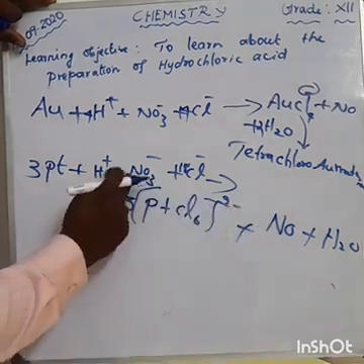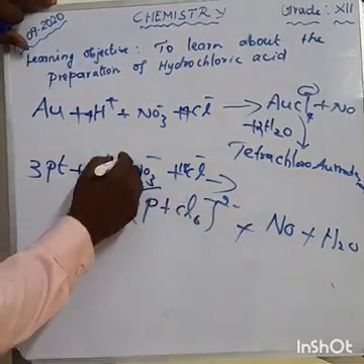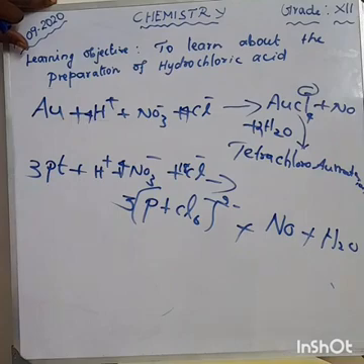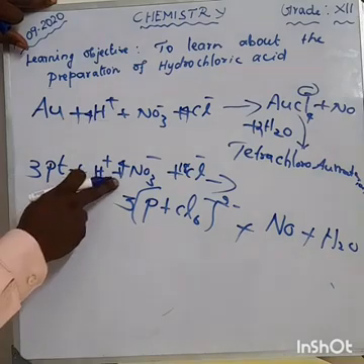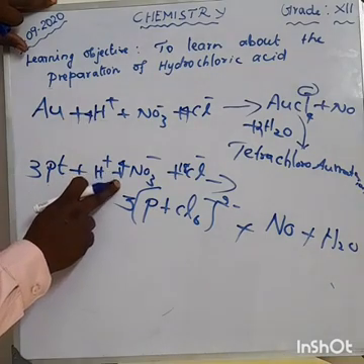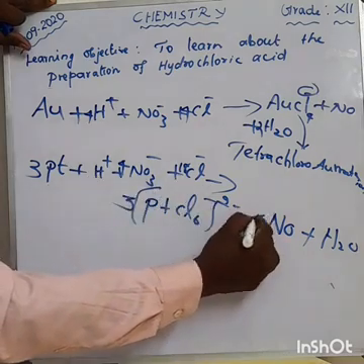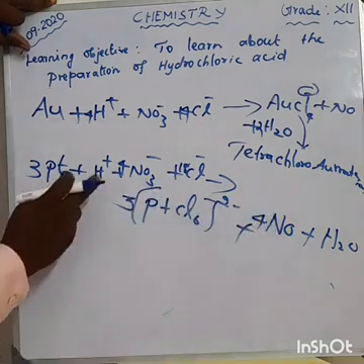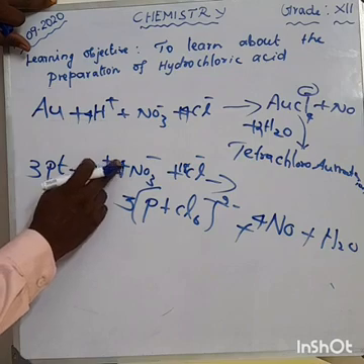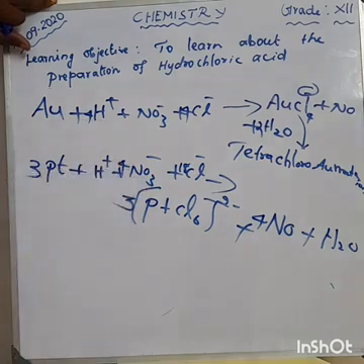Next, about NO here. For an easy way to balance, make it 4 here. How much nitrogen is there? Nitrogen 4. Am I right? So make it 4 here. Next, about oxygen. How much oxygen is there? 4 into 3 is equal to how much? 12 oxygen is there.